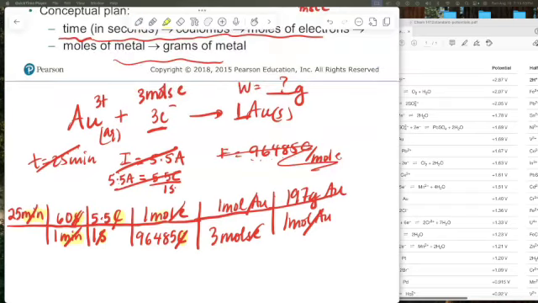Am I excited about being done with this chapter? Moles of electrons, moles of electrons, moles of gold, moles of gold. And when you work this out, you should get your answer in grams of gold, okay?